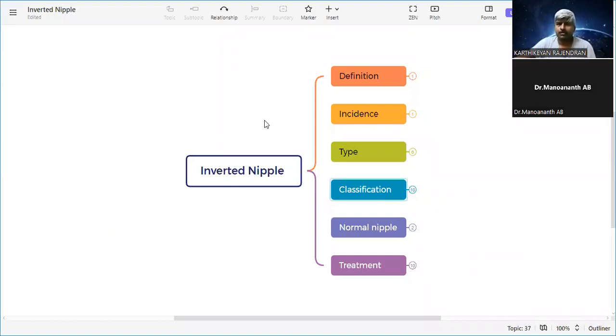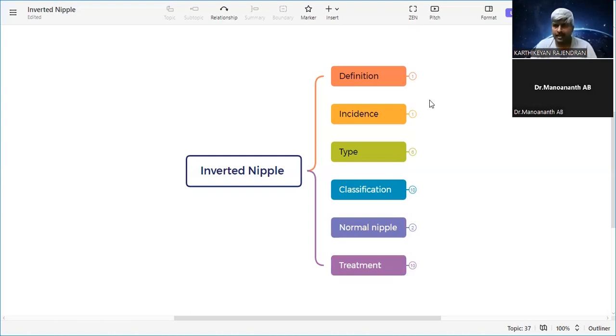Okay. We are going to learn about the inverted nipple. We will discuss the definition of inverted nipple, the incidence, the types, and what classification deals with inverted nipple. We will first see what is normal, and then deal with the abnormality. And what are all the treatment modalities available to treat the inverted nipple?